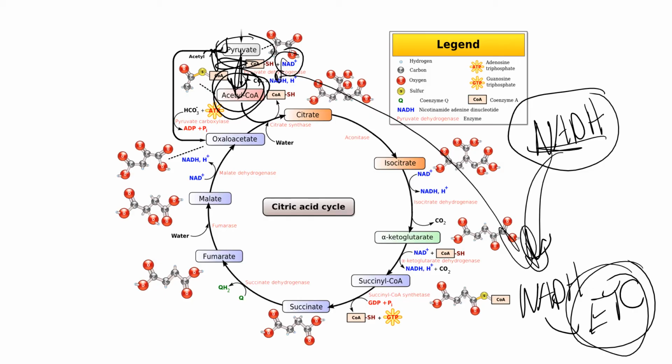And the pyruvate can't be turned into acetyl-CoA because a lot of the NAD that was in the matrix of the mitochondria is now NADH, right, waiting to get into the electron transport chain. So what's going to happen?